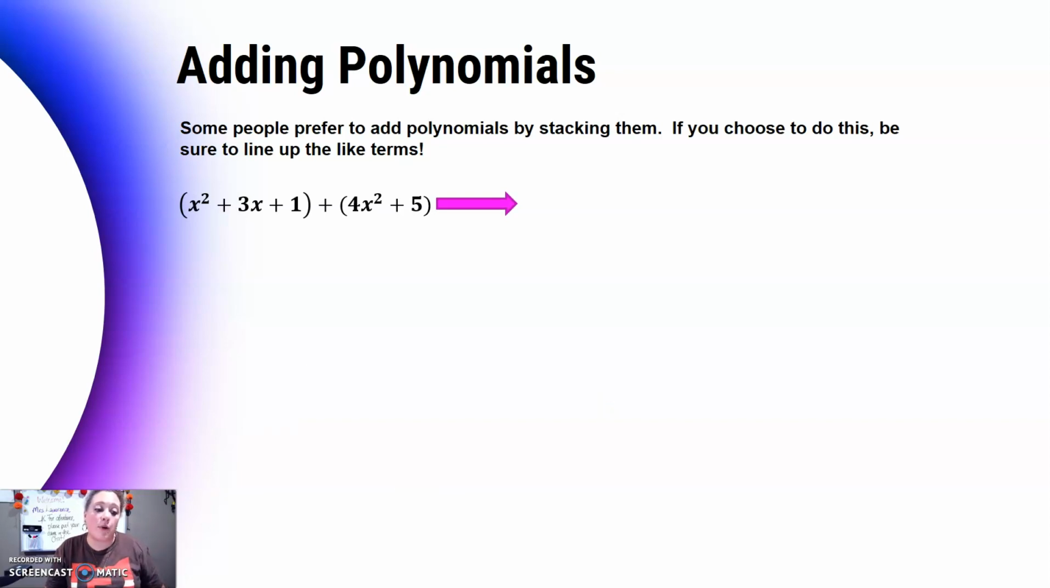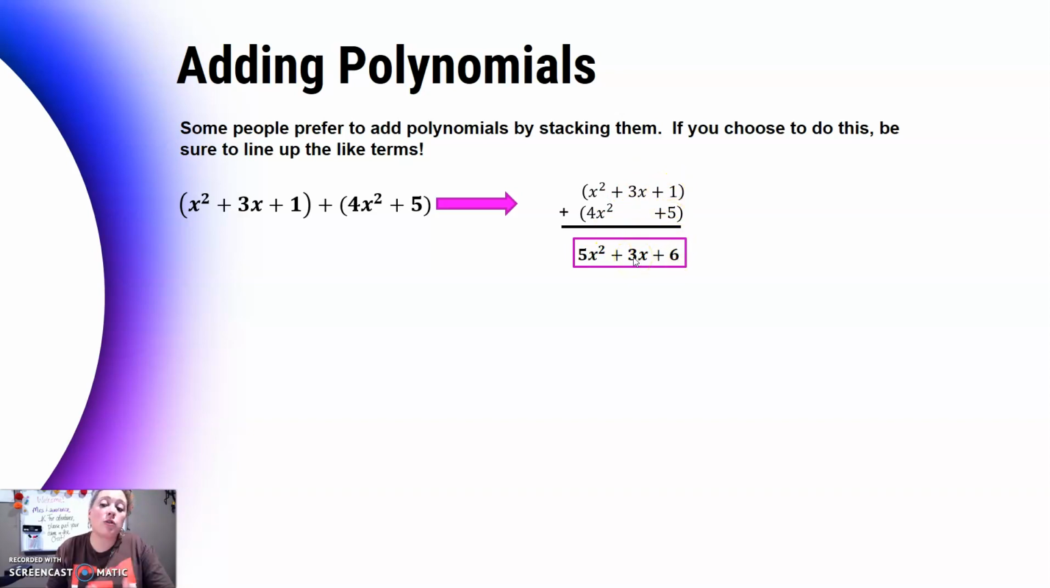So this is the same problem from the last slide. Notice how they're just stacked on top of each other. x squared and 4x squared are on top of each other, and 1 and 5 are on top of each other, because we want to group those like terms together. And then we can just add 1 plus 4 is 5, x squared, 3x just gets brought down. He doesn't have anyone to combine with, and then 1 and 5 get combined.